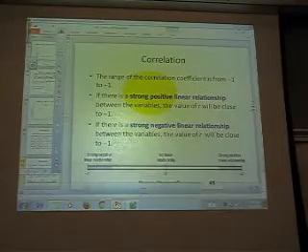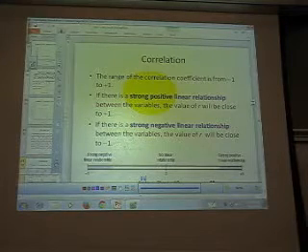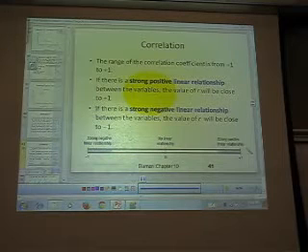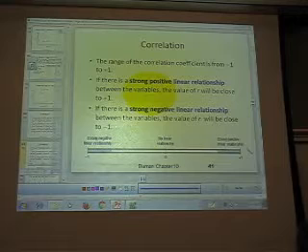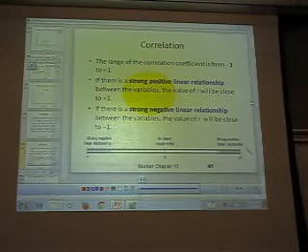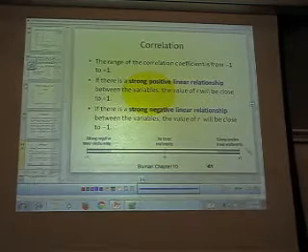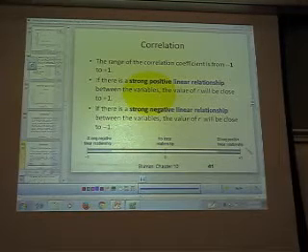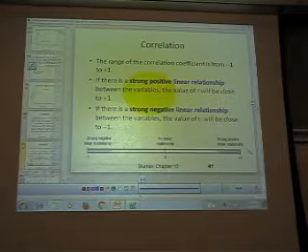All right, so this one is where we start getting down to the nitty-gritty of this stuff. How about Kaya, go ahead and read. Correlation. The range of the correlation coefficient is from -1 to +1. If there is a strong positive linear relationship between the variables, the value of R, just R, will be close to +1. If there is a strong negative linear relationship between the variables, the value of R will be close to -1.